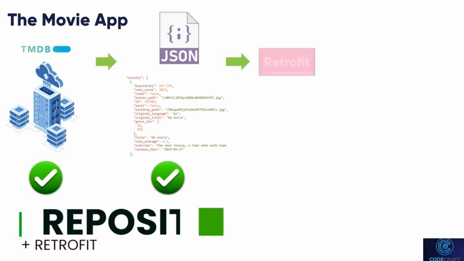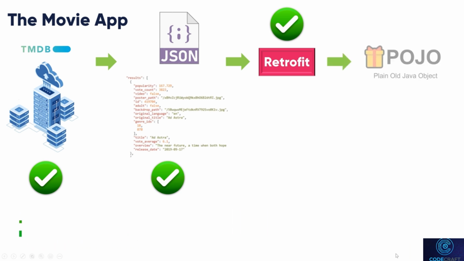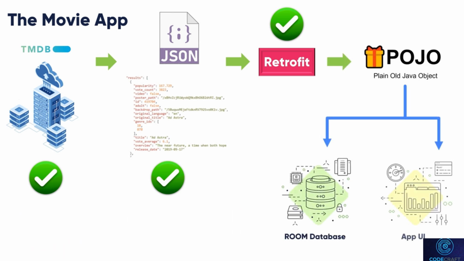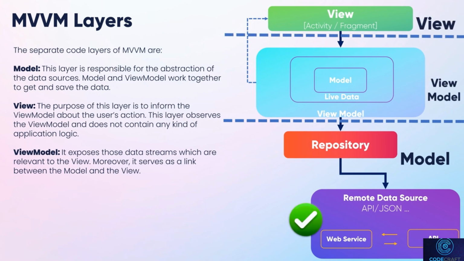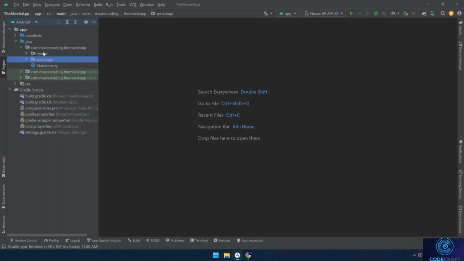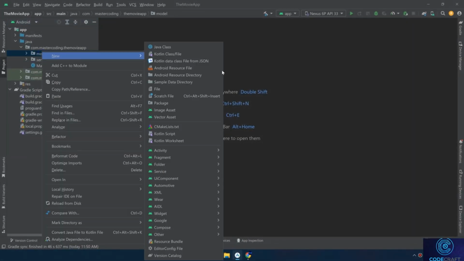Welcome back. We succeeded in creating and adding the retrofit to our application. Now let's move to the next step, which is displaying the data in the app UI. This app will follow the MVVM architecture, model view, view model. We finished the remote data source section. Now let's move to the repository, and the repository is included inside the model section or layer.